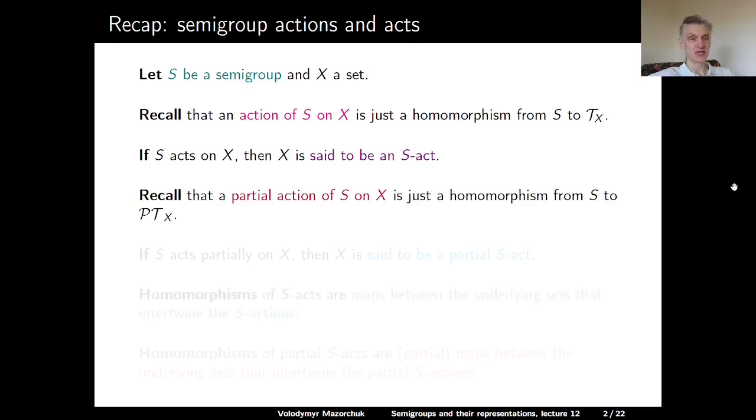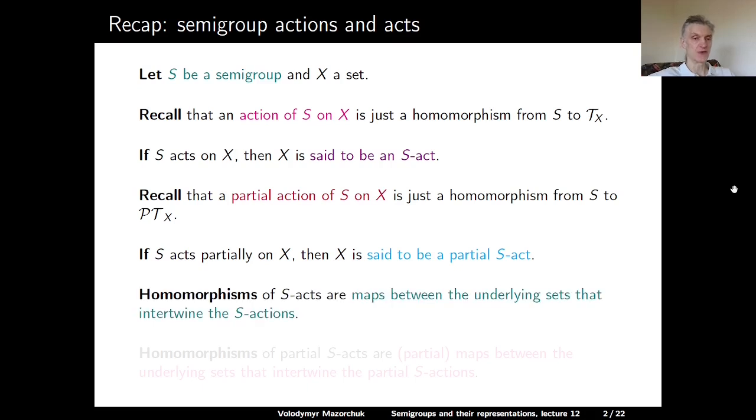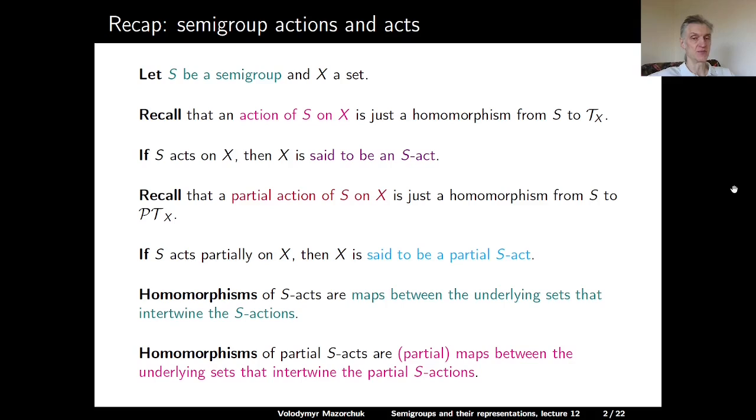Similarly, an action by partial transformations, or a partial action of S on X, is a homomorphism from S to the semigroup PT_X of all partial transformations of X. And if S acts on some set X partially, then we say that X is a partial S-act. Homomorphisms of S-acts are maps between the underlying sets that intertwine the S action, and homomorphisms of partial acts are either partial or total maps between the underlying sets that intertwine the partial S actions.